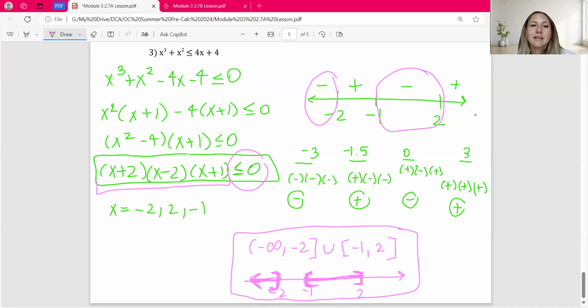Okay, lots of steps, easy math in between all of the steps, but it shouldn't be too bad. If you guys have any questions, let me know. Great work today, guys.